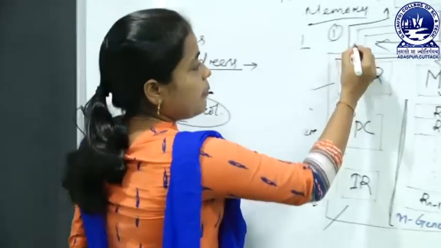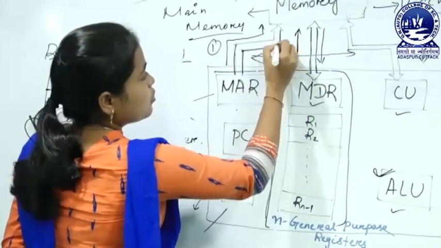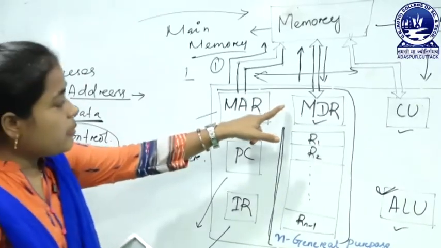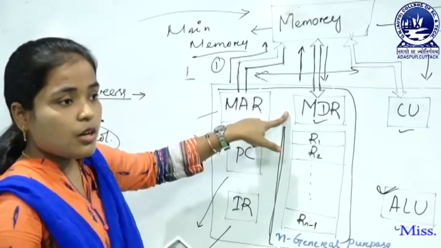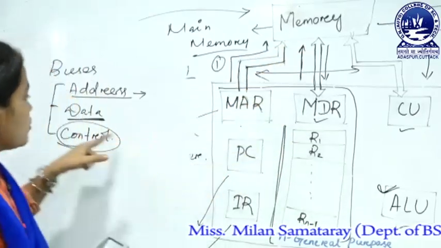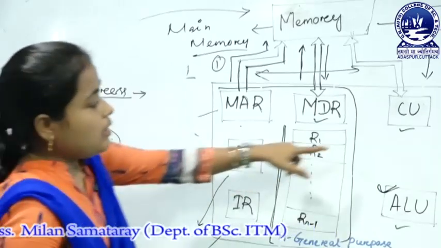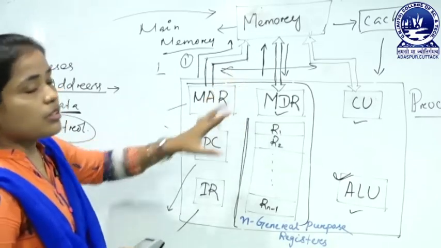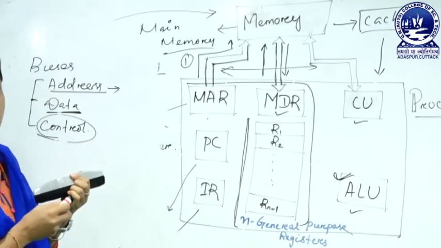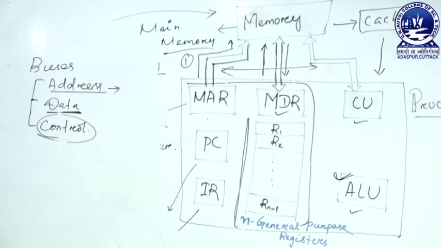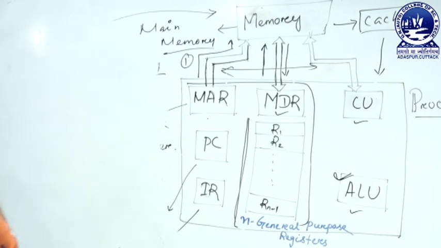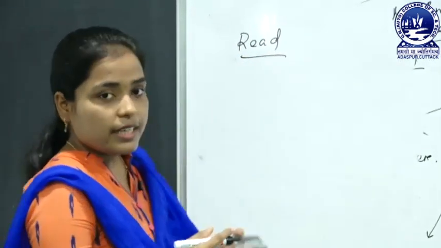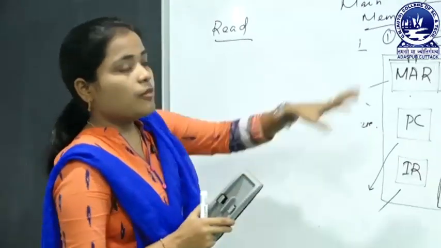That means, when MAR transfers the address to the memory, it uses the address bus. When data is transferred from the memory to the processor or from the processor to the memory, it uses the data bus. And the control unit uses the control bus to transfer the controls from memory to the processor or processor to the memory. So, let us take an example of a read operation. We want to read some information or data from the memory.